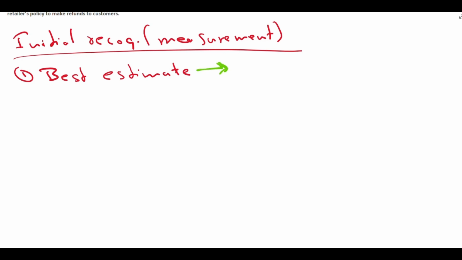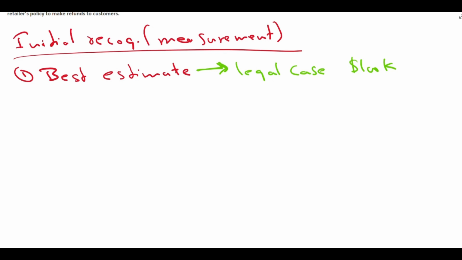Now, best estimate. Say there's a possibility of two things happening. This can be, say, a legal case. Either you win the case or you lose the case. If you win the case, you don't have to pay anything. But if you lose the case, you have to pay, say, $1,000. Now we need to see if the scenario of losing the case is probable.